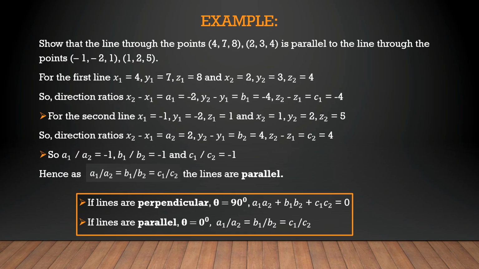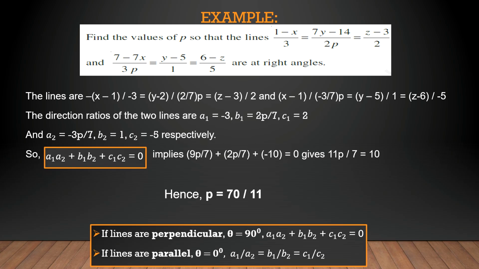Next example, if you want to show that the line passing through the given two points is parallel to another line which passes through the given two other points, how will you prove it? As I told you, if the lines are parallel, you just need to show a1 upon a2 is equal to b1 upon b2 is equal to c1 upon c2. And like the previous example, first find a1, b1 and c1. Similarly, find a2, b2 and c2. And you can see over here a1 upon a2, b1 upon b2 and c1 upon c2, all the three are equal to minus 1. So the lines are parallel.